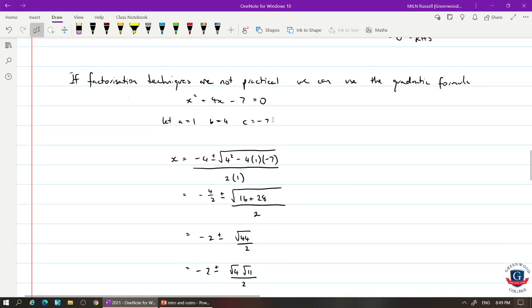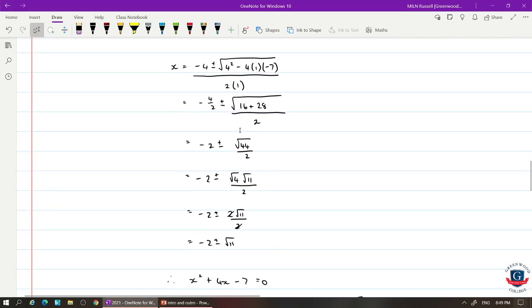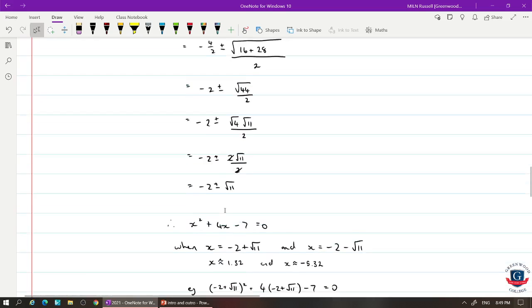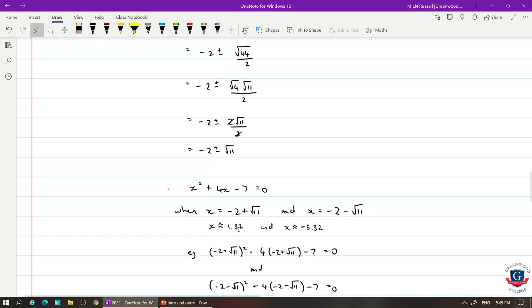Now, if factorization techniques are not practical, we can of course use the quadratic formula because it does the same job. So if we have this equation here, x squared plus 4x take 7 equals 0, that doesn't factorize easily, so we'll let a equal 1, b equal 4, and c equal -7 and substitute it into the quadratic formula. And if we do some algebra, we'll eventually get to -2 plus or minus root 11. And we think to ourselves, well, how do we use that? Well, we can take a decimal representation, which I've got as 2 decimal approximations here for -2 plus root 11 and -2 take root 11, as indicated by this equation.